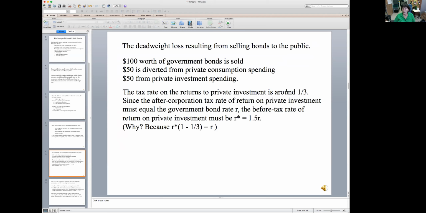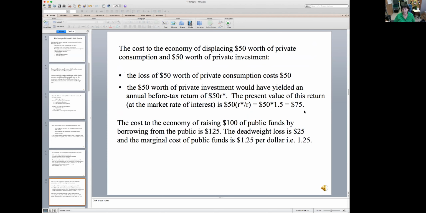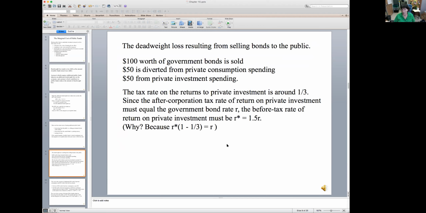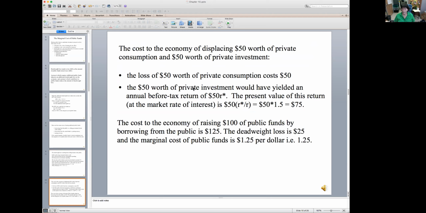So the tax rate on the returns to private investment is about 1/3. At any rate, this comes out to be, since the after-tax return on private investment has to equal the government bond rate, that's just an equation that it gives you, then it gives you this equation, and you can then use that to calculate what the actual return would be. Let's go to the next one. So the cost to the economy. So here's our equation. And then we now go forward to try and figure out this answer.